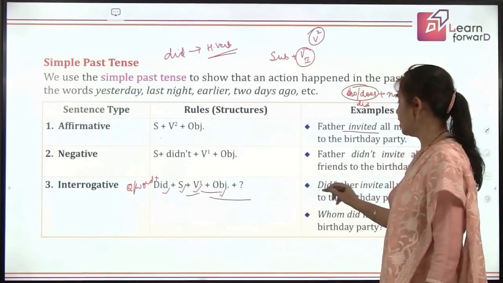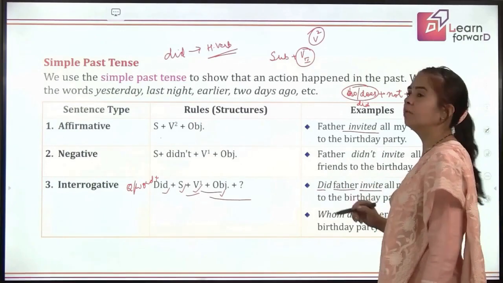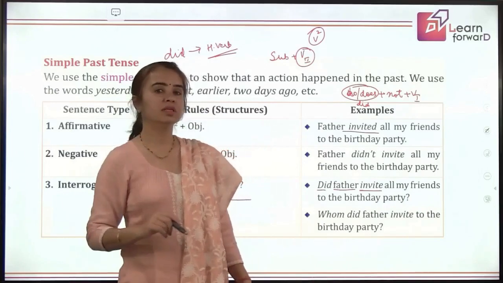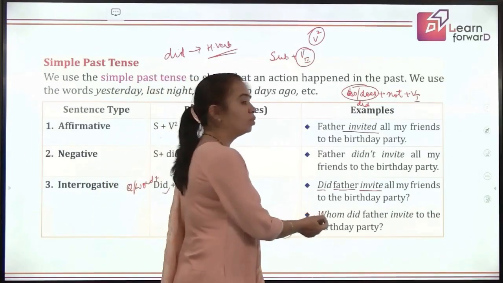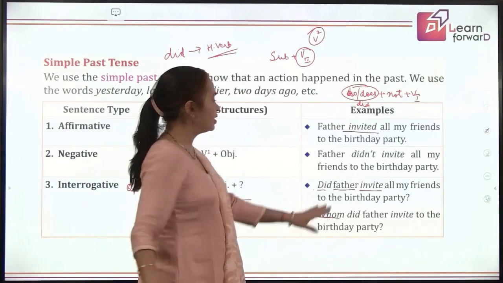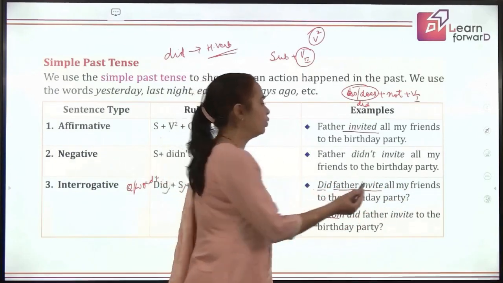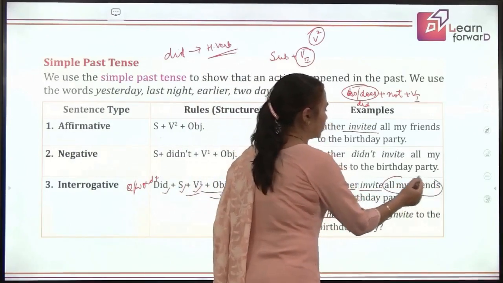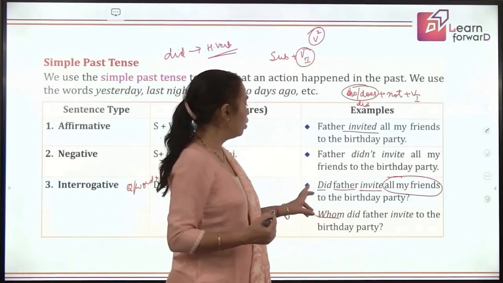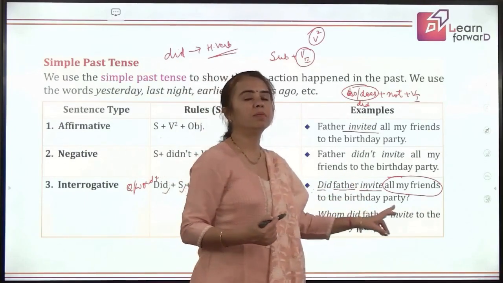So this is the helping verb. This is your subject. This is your verb in the first form, and then you write the rest of the sentence. And if you introduce a question word, it will be just whom here. Whom. Now what is the answer to your question whom? All my friends. So you are going to omit this. Right? So your sentence will be, whom did father invite to the birthday party?